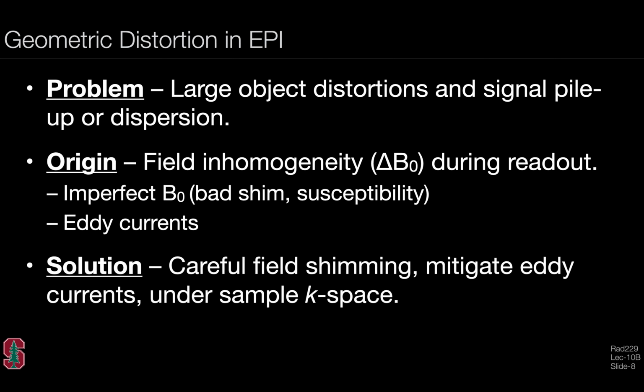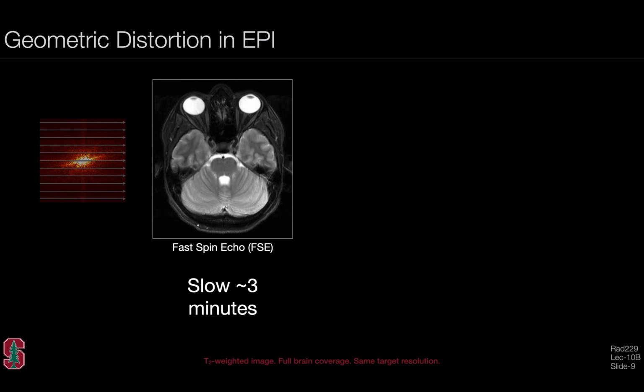So what are the various solutions here? Well, of course, we can think about careful field shimming. This can be done on a subject-specific basis, and in fact, typically is done on a subject-specific basis. There are various ways to mitigate the eddy currents, either through hardware or specialized pulse sequencing approaches or reconstruction approaches. And of course, we can always think about undersampling K-space as much as possible so that these field effects don't build up during the readout, and that will actually lead to less image distortion.